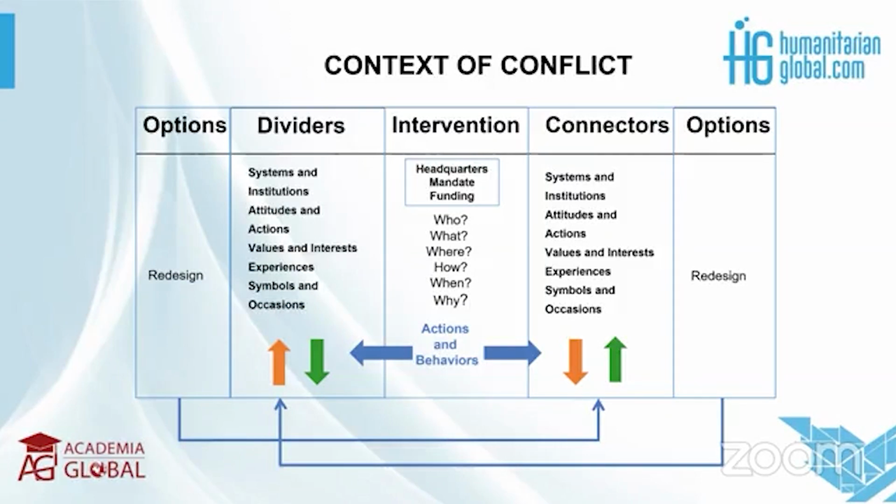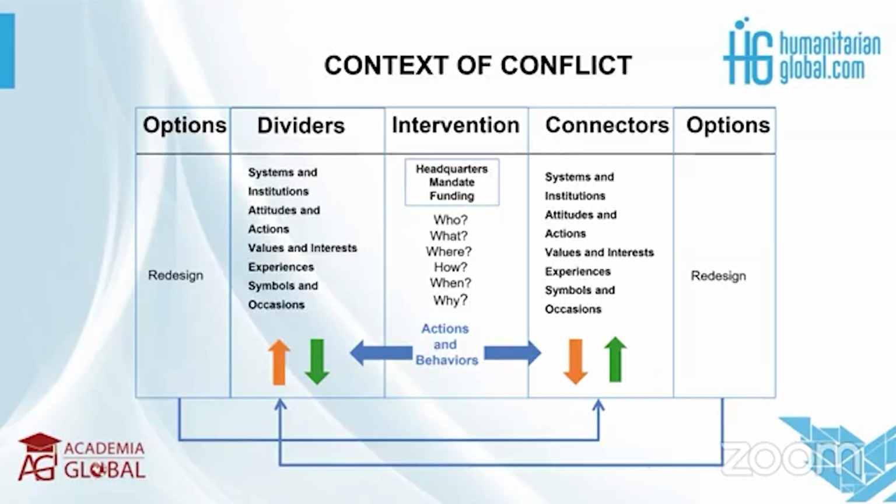When you analyze the dividers, look at the systems and institutions, look at the attitudes and actions, look at the values and interests, experiences, symbols, and occasions. This could be what is either bringing people together or pushing people apart. Analyze the dividers, analyze the connectors. Then look at how your intervention interacts with the dividers and connectors.